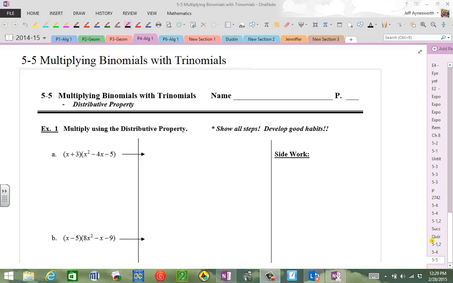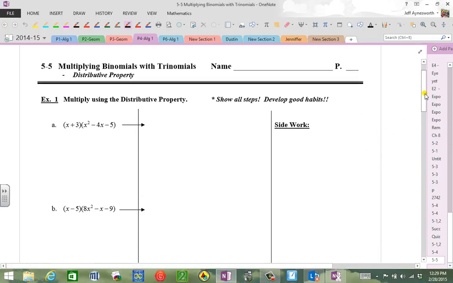And we're going to take some binomials and multiply them with trinomials. And we're going to multiply trinomials with other trinomials using what's called a distributive property, all right? A property that you guys are well versed with. All right, so here we go.